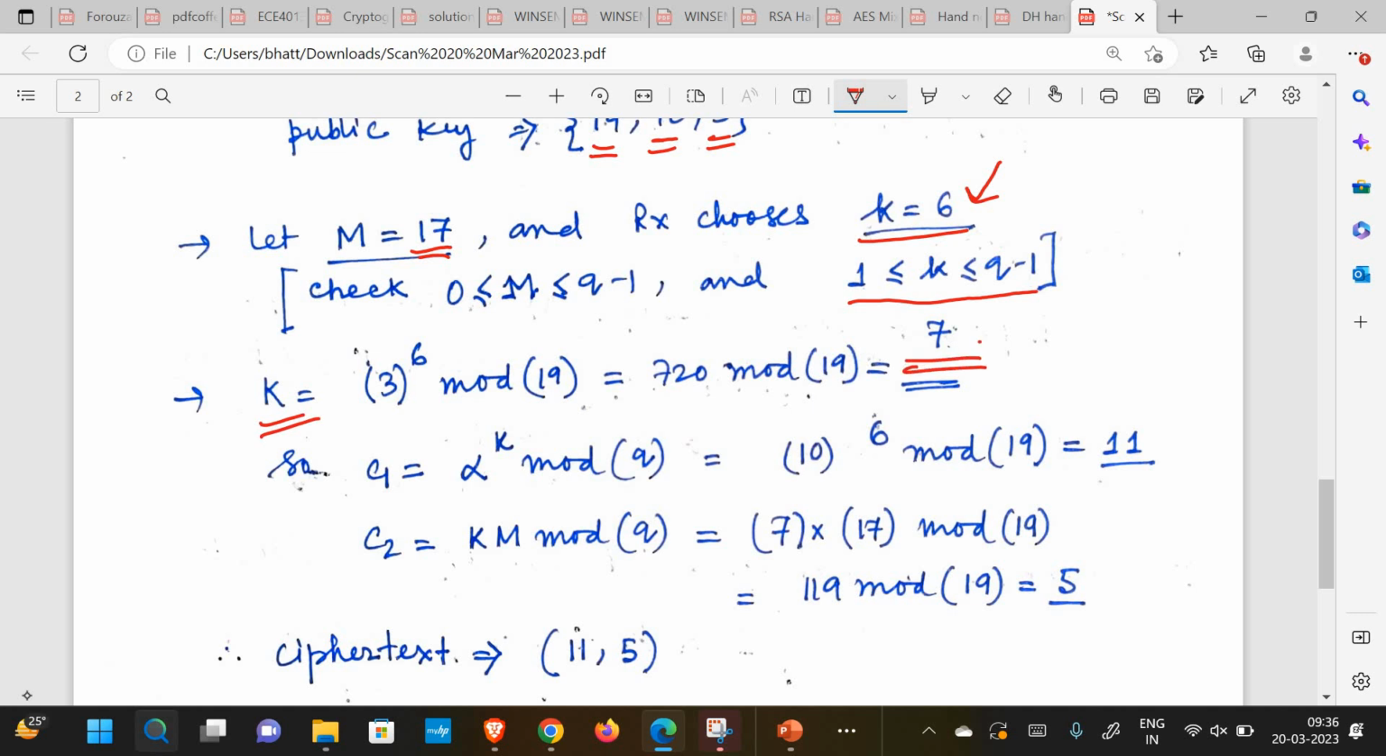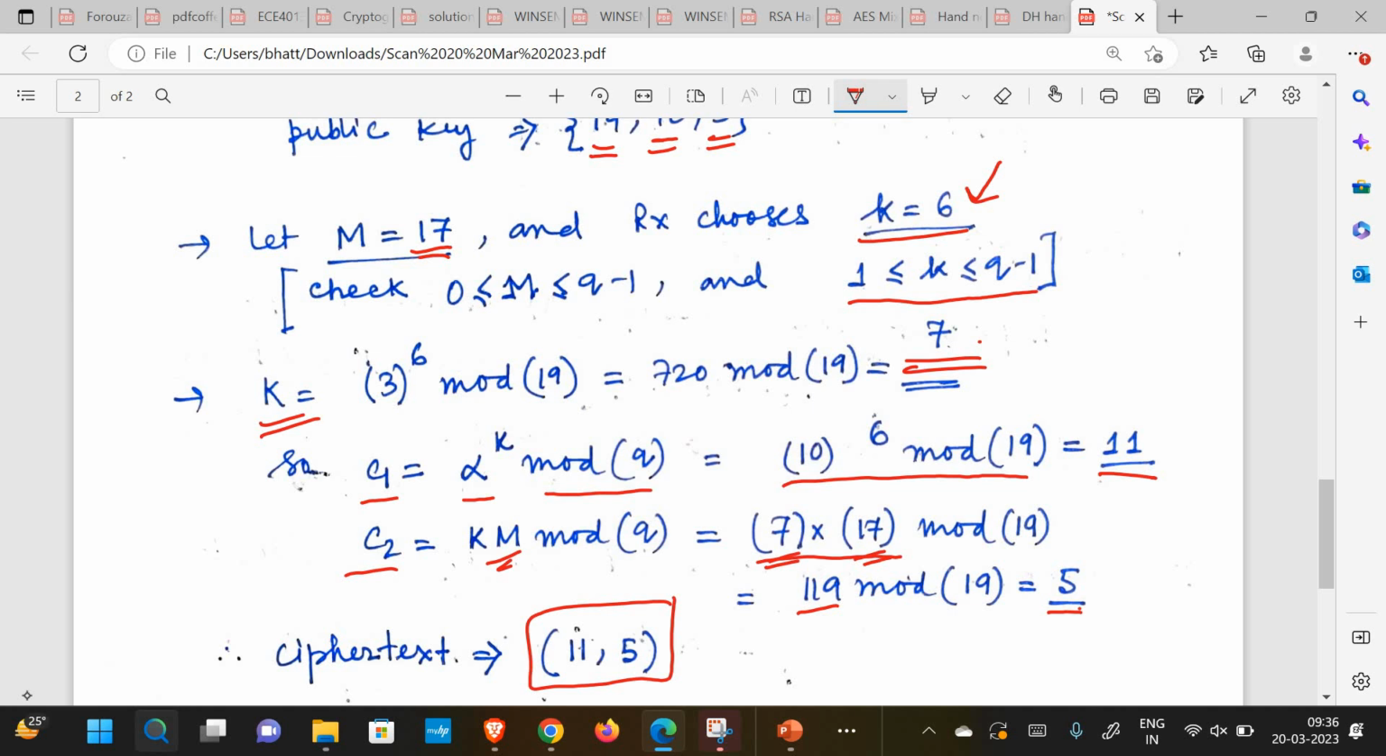Okay? Now we calculate C1 and C2. The formulas are given by alpha to the power k mod q. Same thing, we have just substituted. This calculation, I think all of you by now are familiar with, and the answer we get is 11. And for C2, here again the same way, k is equal to 7 and m is equal to 17. So we have substituted those two, mod 19. So 119 mod 19, the answer is 5. So your ciphertext C1, C2 is coming as 11, 5. That's the generation part, the encryption part.